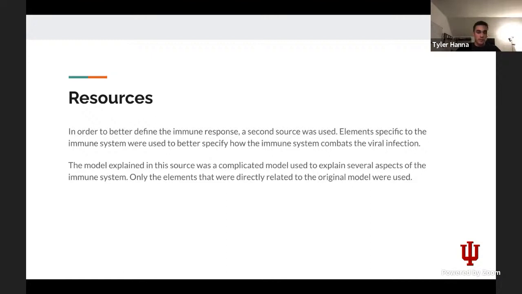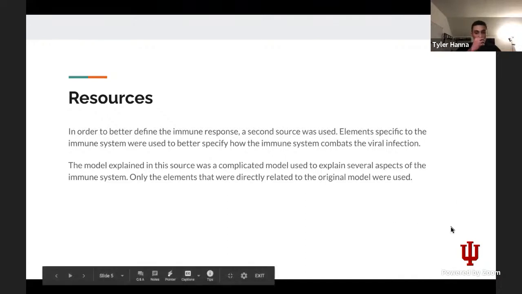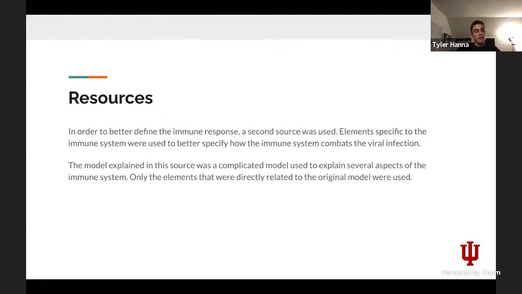And in the original paper, it did include an immune response. However, it was very implicit, as it only described it as a general death rate of infected cells. However, we know that this is obviously not the case. So I consulted a second source that was very specific on the immune response, and I pulled certain elements that aligned with the model I was currently using in order to better define this death rate and exactly how it works.